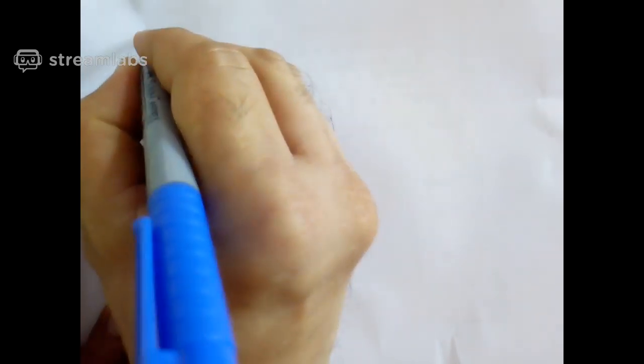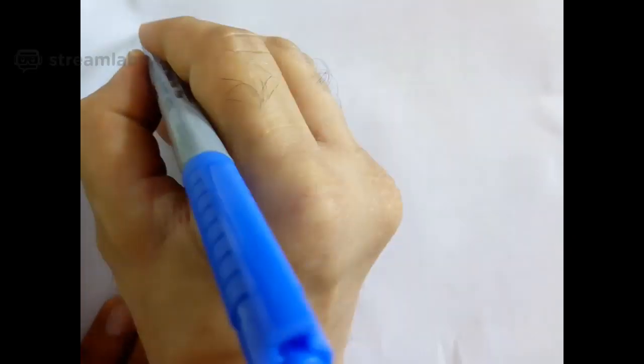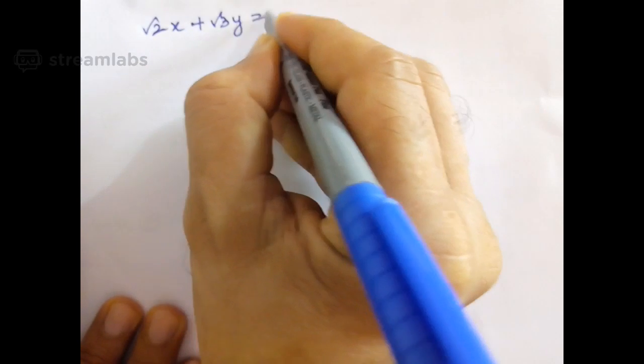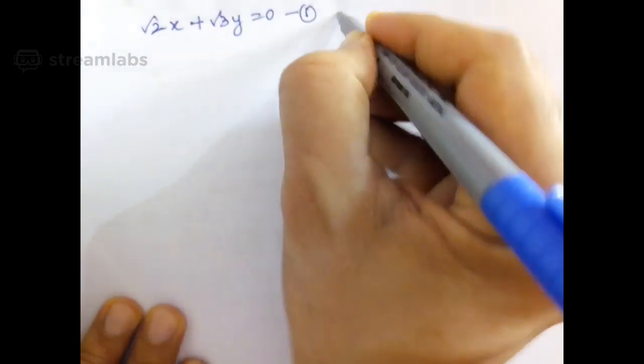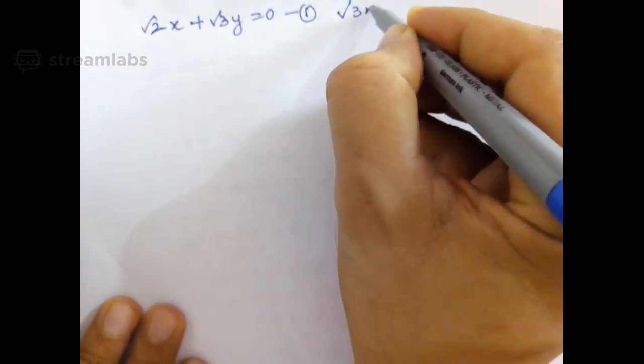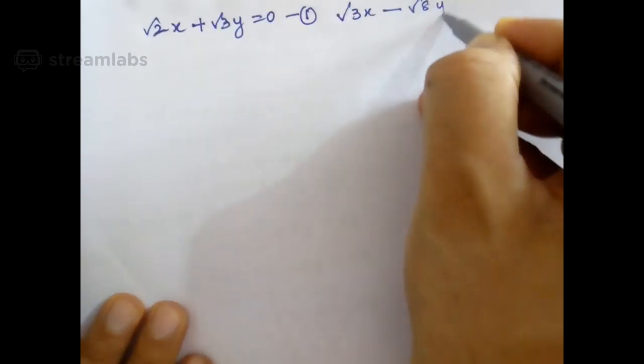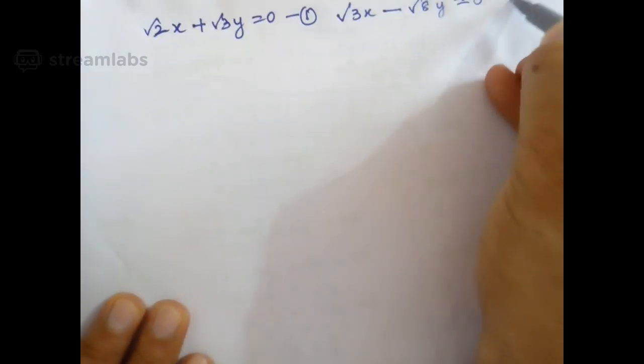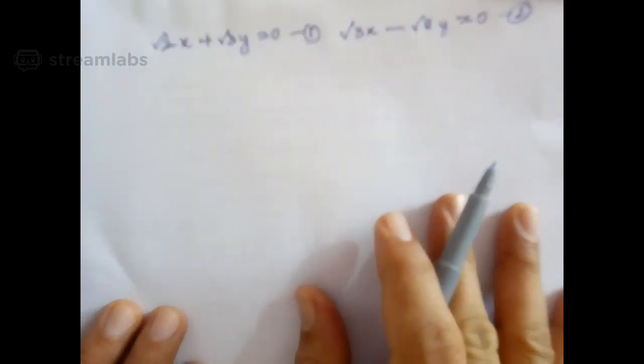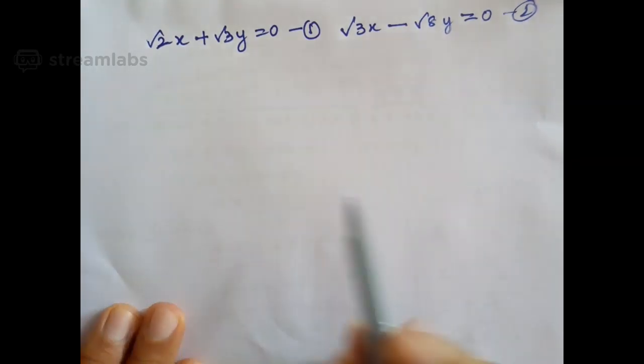Okay, next one. Root 2x plus root 3y is equal to 0, equation number 1. Then root 3x minus root 8y is equal to 0, equation number 2. This you have to solve by substitution method.